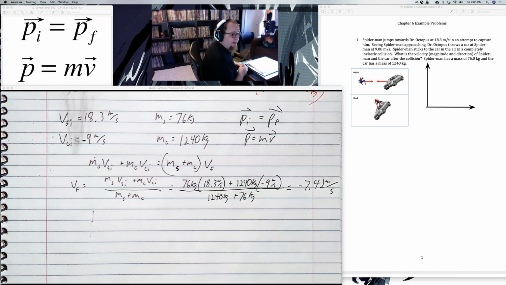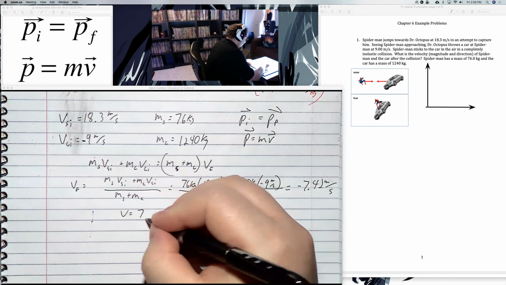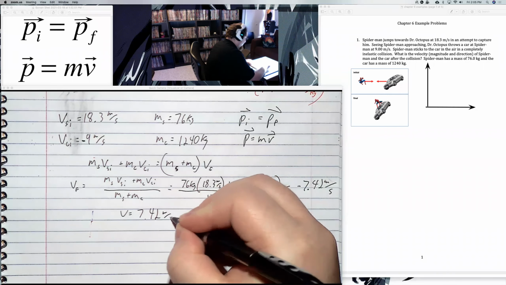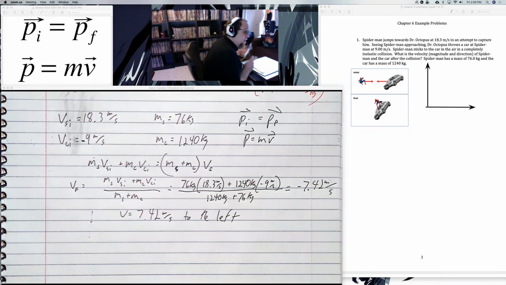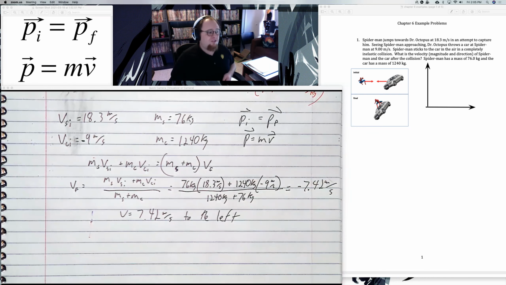But I did say magnitude and direction. And so what I'll do is I'll look at this and say the magnitude is 7.42 meters per second. And the direction is to the left. I know it's to the left because I got a negative answer. And a negative answer just means to the left. He's going that way. Which I mean kind of makes sense. If someone throws a car at you, you're probably going to go with the car. You're not going to really overtake a car and go fast, right? Let's be logical here.